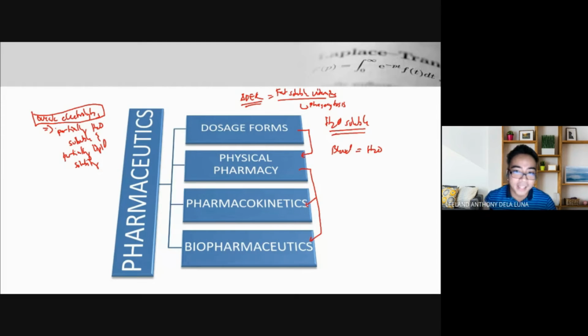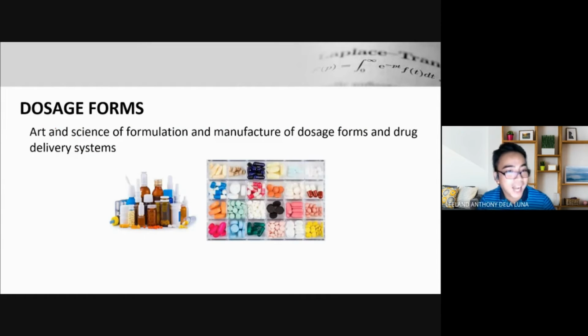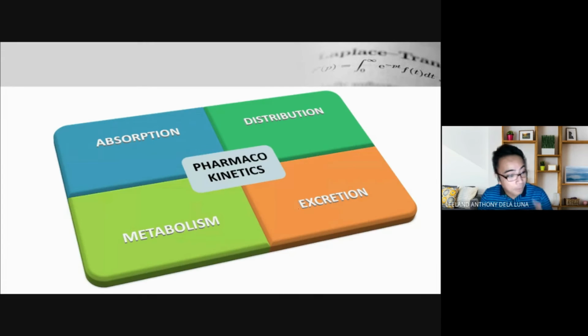Now let's try to define each and every one of these. Okay, when we say dosage form, class, it's the art and science of formulation and manufacture of dosage forms and drug delivery systems. Ito yung inaaral natin ngayon, kasabay ng physical pharmacy. Kaya ano ba yung mga dosage forms natin? So we have tablets, capsules, aerosols. So what about pharmacokinetics, class? Sabi ko sa inyo, in kinetics, class, 4 na topics lang pinag-uusapan dito. Absorption, distribution, metabolism, excretion. Okay? So those are the only things, class, that you need to study here.